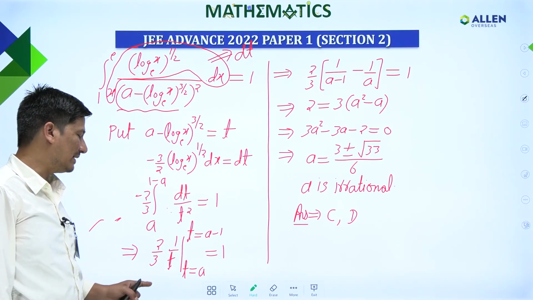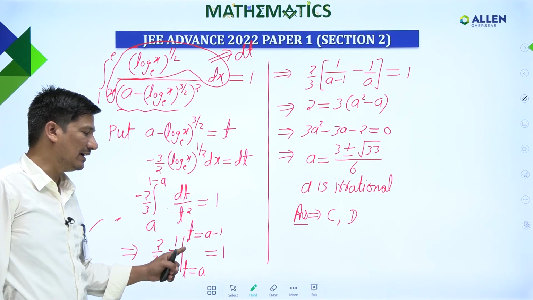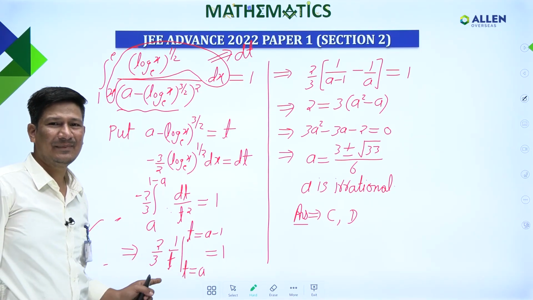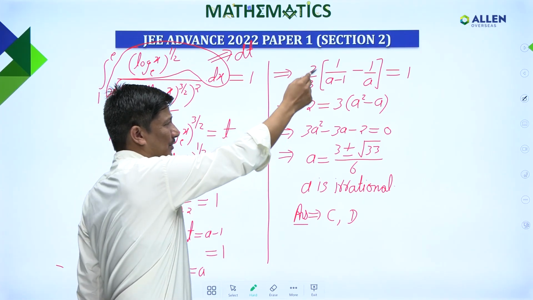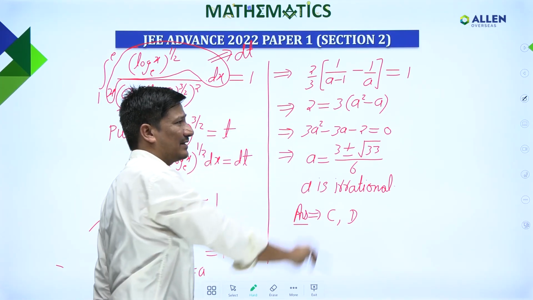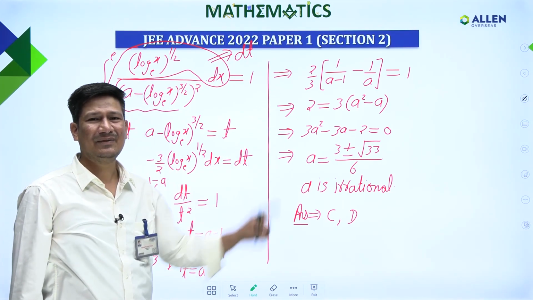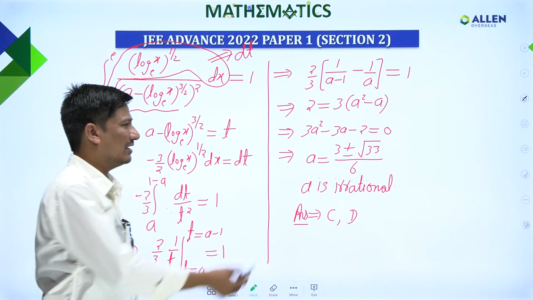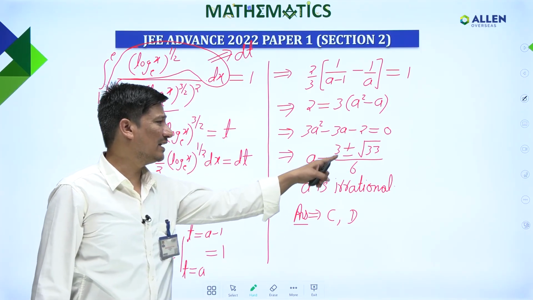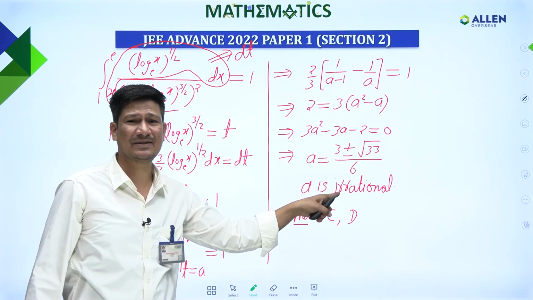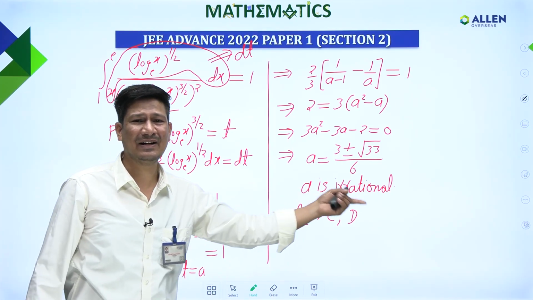So you will see 2 by 3, 1 by t, t is equal to a to a minus 1. Substitute the limit. After substituting the limit, what we are getting? 2 by 3 times 1 upon a minus 1 minus 1 by a is equal to 1. After simplification, we will get a quadratic equation. When we use the quadratic formula, we are getting the values of a as 3 plus minus root 33 upon 6. Means we are getting irrational values of a.